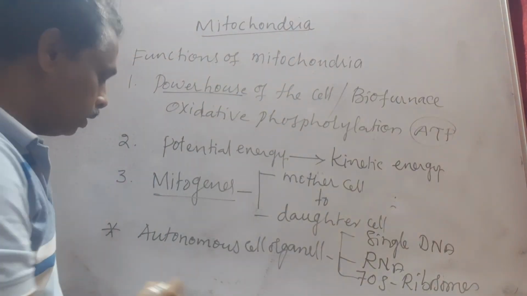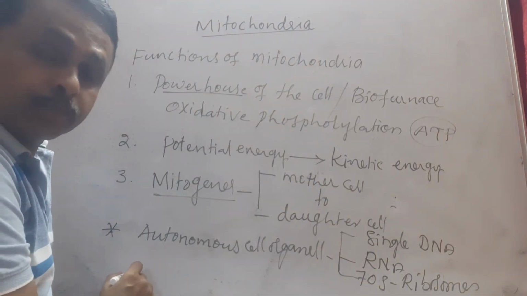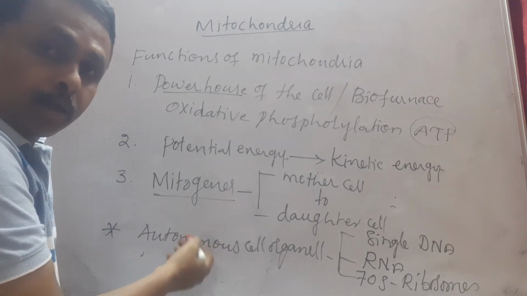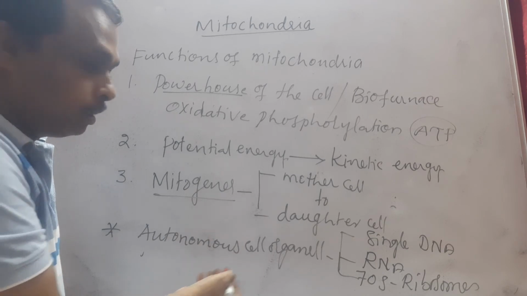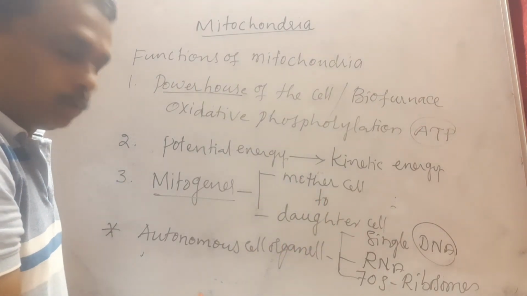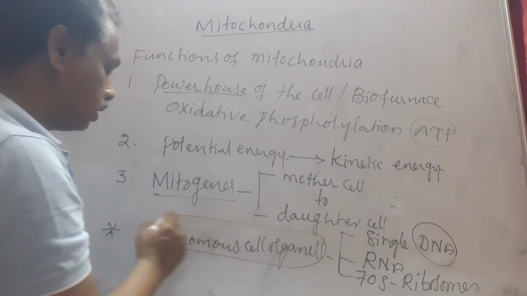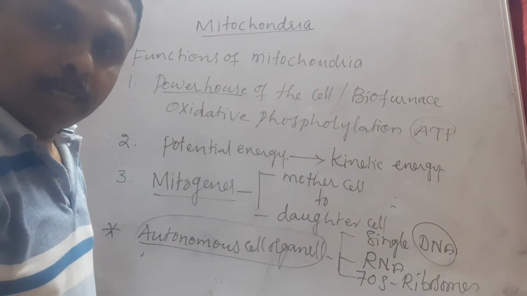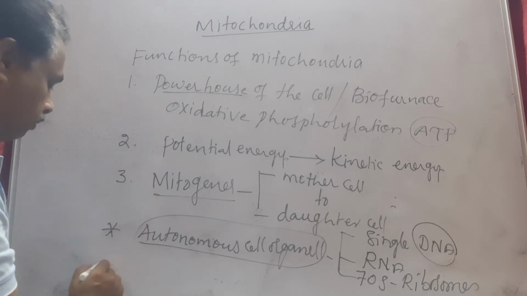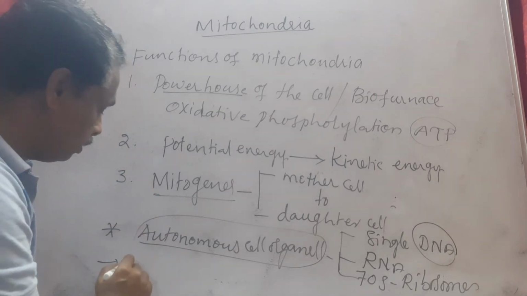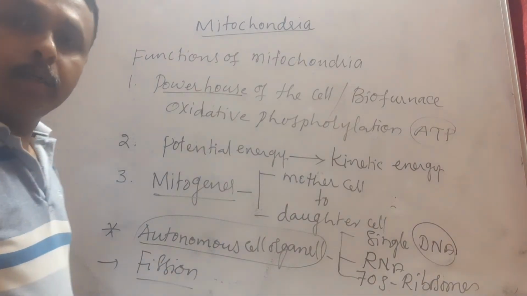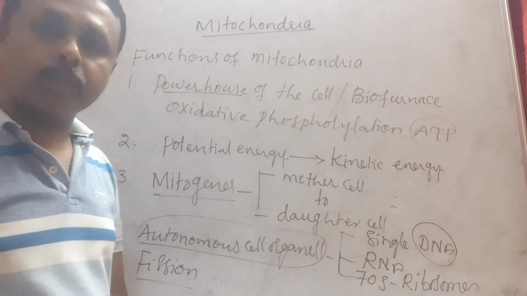So that's why it undergoes replication of mitochondria due to having its own DNA. Therefore it is otherwise called an autonomous cell organelle, like plastids. This is an important thing. And the multiplication of mitochondria occurs by means of fission. These are important points regarding the mitochondria.